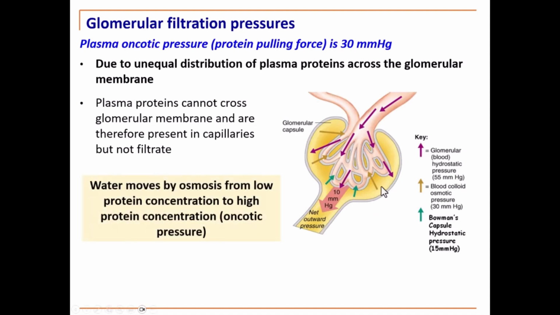So water therefore moves by osmosis from a low protein concentration to a high protein concentration to try and make the concentration of protein the same on both sides. So that's just osmosis. It's called colloid osmotic pressure or oncotic pressure, and it's all down to osmosis because of proteins.